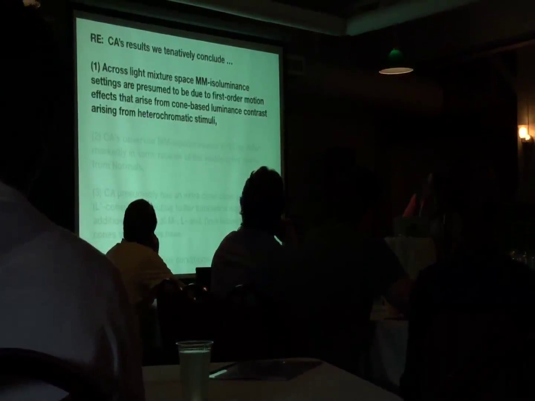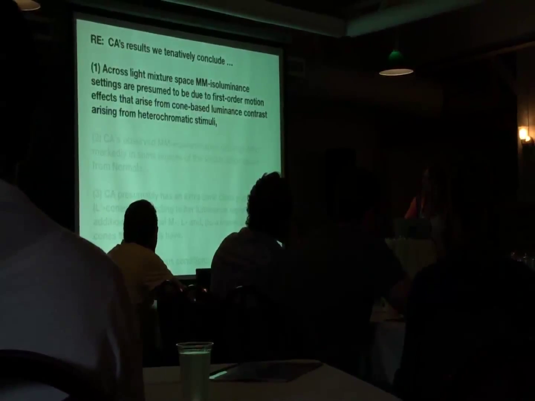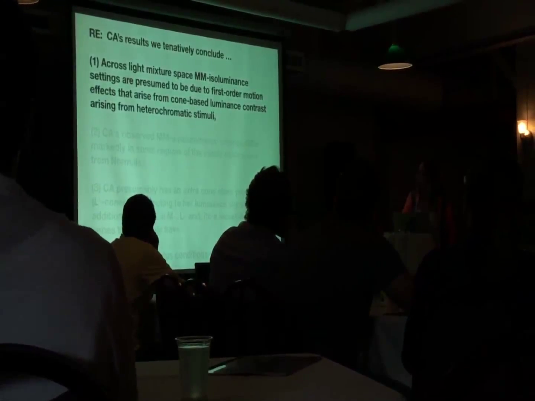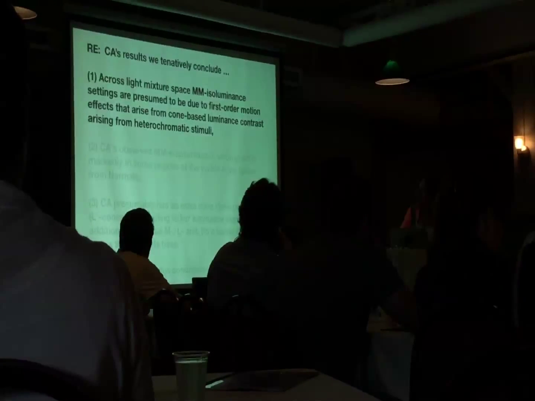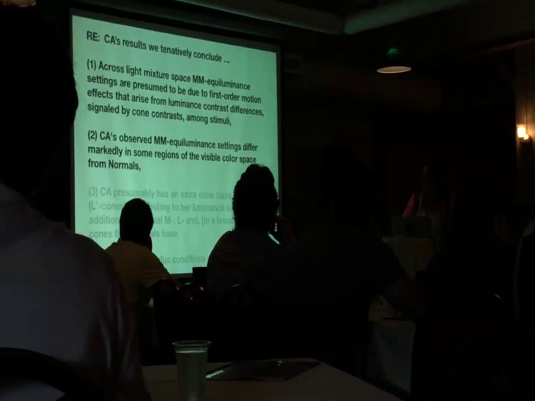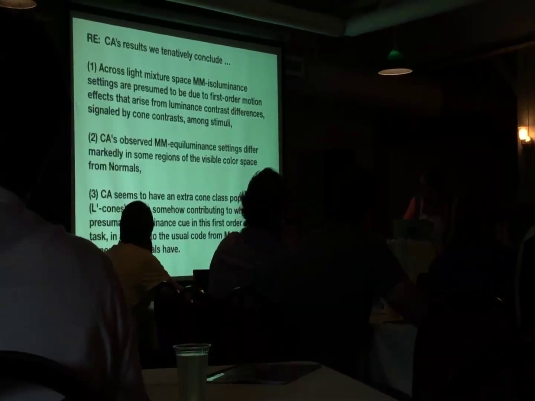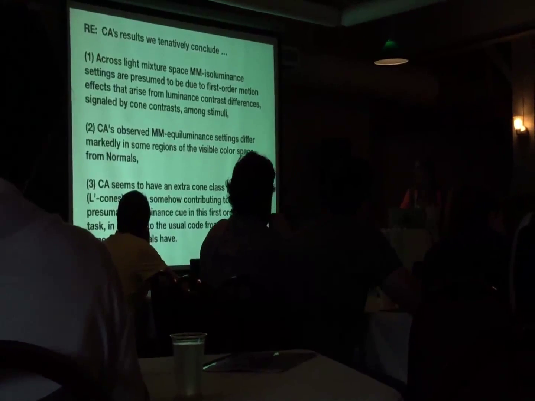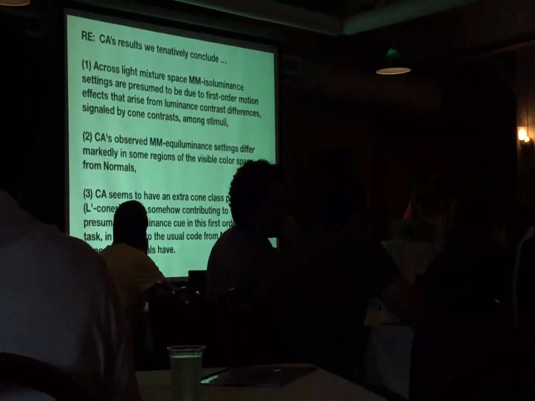And across light mixture space, MM isoluminance settings are presumed to be due to the first order motion effects that arise in normals, as well as these tetrachromats, from cone-based luminance contrast across heterochromatic stimuli. The marked regions where she differs are presumably due to her L prime cone class contributing to what is a luminous cue in the first order motion task, in addition to the usual input from the M, L, and S cones that normals have.